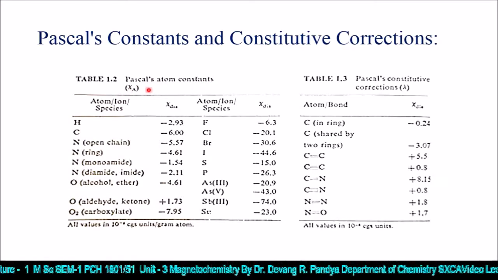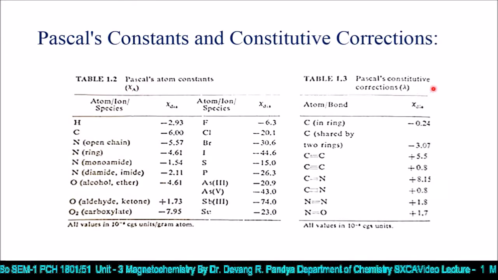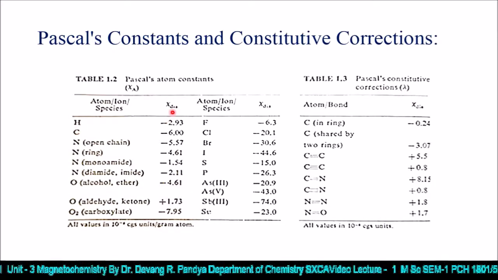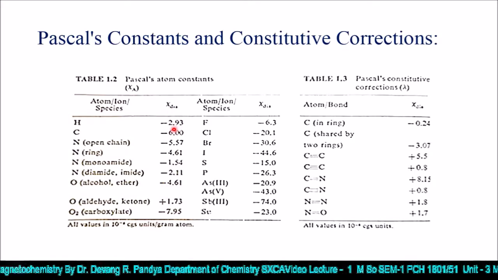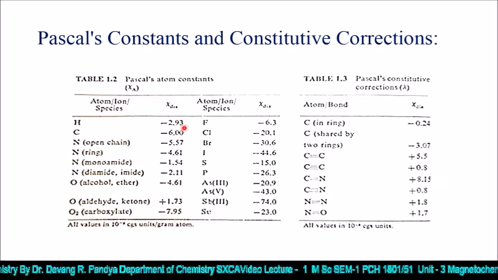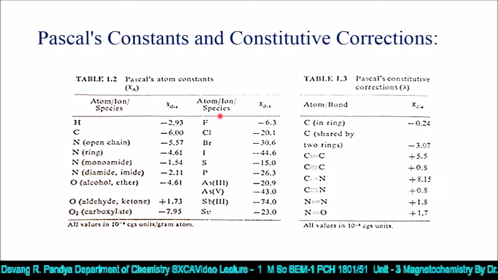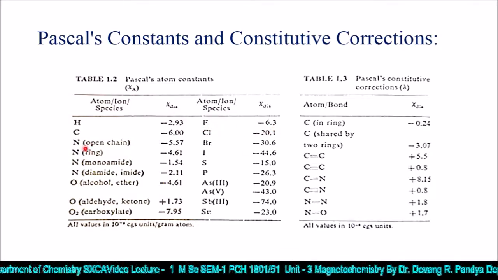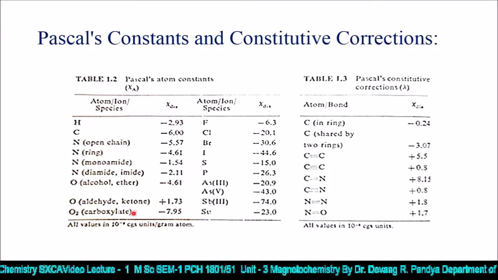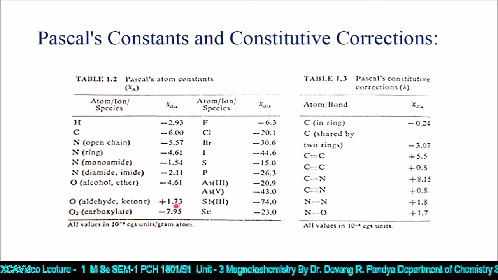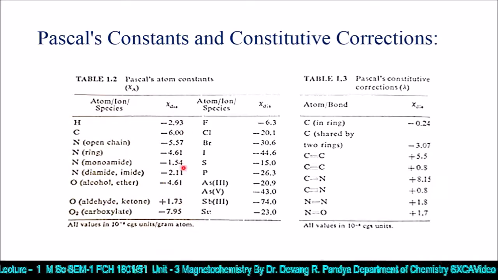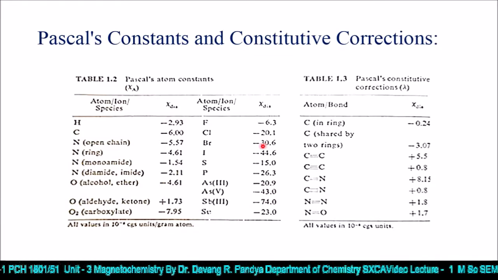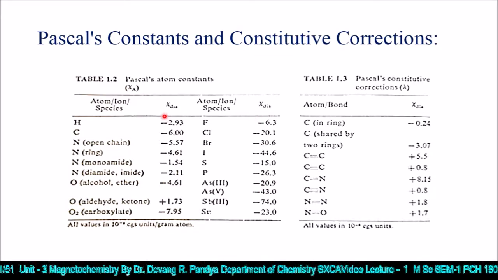Pascal atomic constant χA and Pascal constitutive corrections λ. So for hydrogen, the diamagnetic susceptibility is minus 2.93, and for the ion species fluoride it has a value of minus 6.3. So these are the different values. Here you can see that aldehyde or ketone have a plus value, and the rest of the compounds, elements and atoms have a minus value of diamagnetic susceptibility.